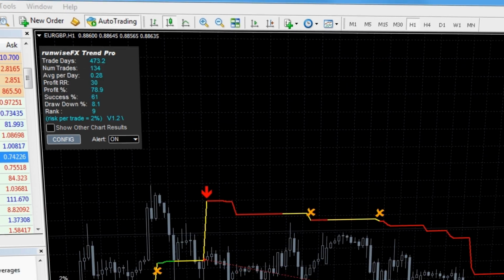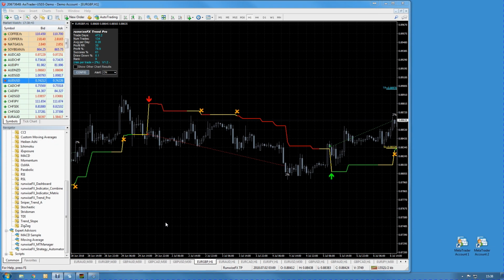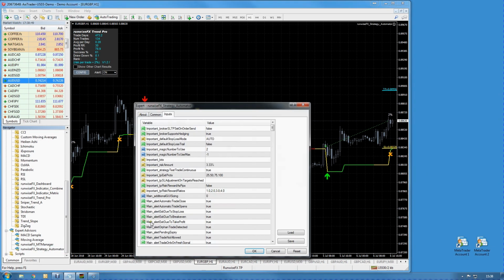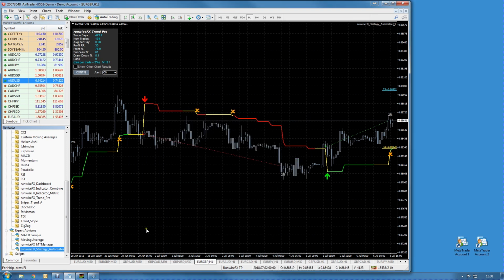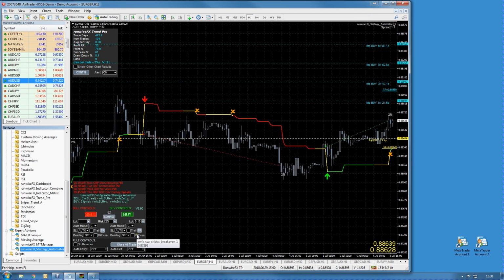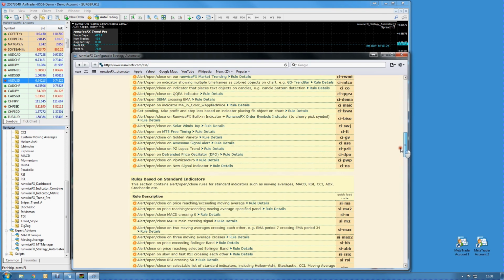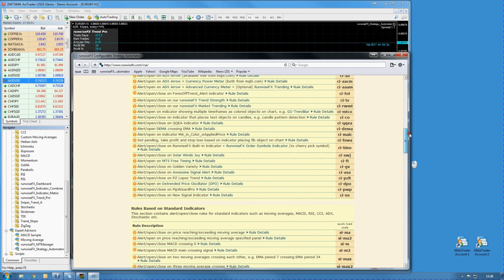And the final thing to show you is that we've made it very easy to convert this into an expert advisor that can trade automatically. So we have our product in MetaTrader Market called the Strategy Automator. And what it is, it's an expert advisor, but it's very configurable, and we have a library of rules on our website that you can download to the EA for all sorts of various indicators.